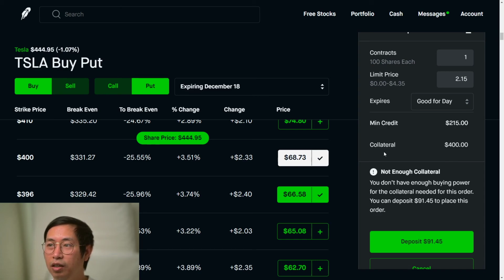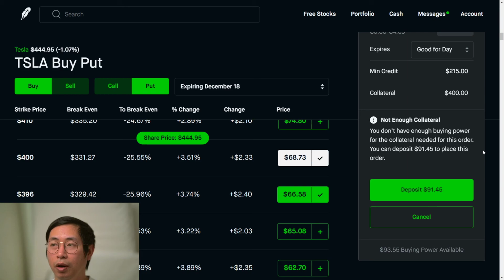As you can see here, you're setting aside $400, but the potential reward is $215. That's more than 50% return if you're right. But that's the thing. If you're wrong, you could lose like all of your money. So be careful when doing put credit spreads.